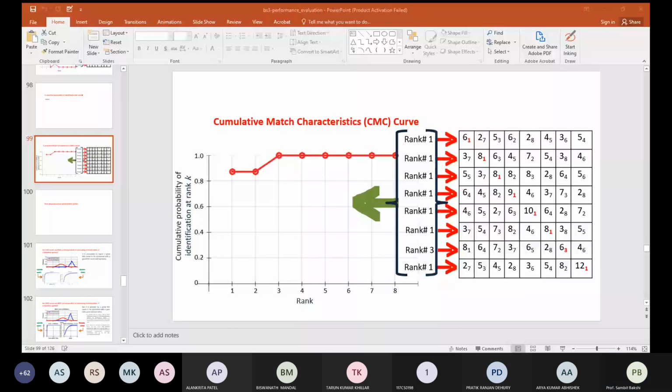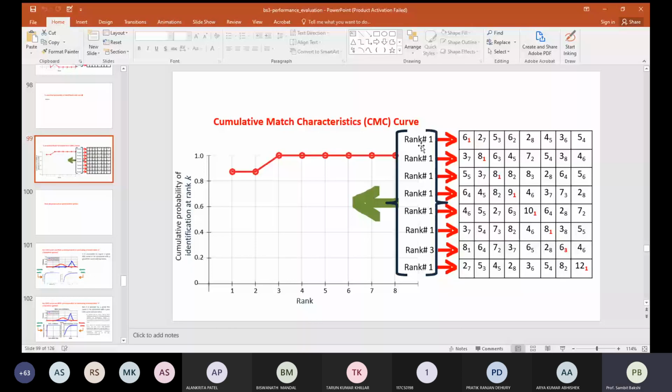Yes, sir. Okay. So first we need to form this rank matrix. If you have n persons in your database, then this rank matrix will be of size n. From that, you need to calculate which rank is occurring with how much probability.